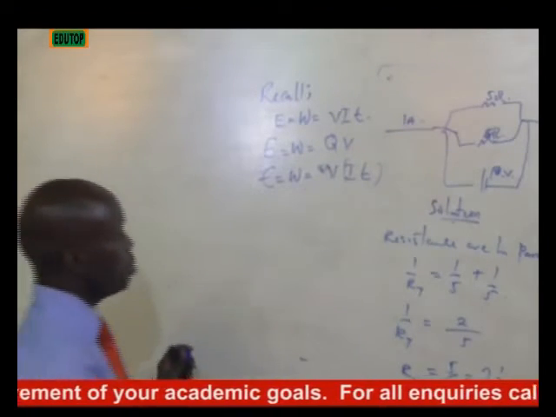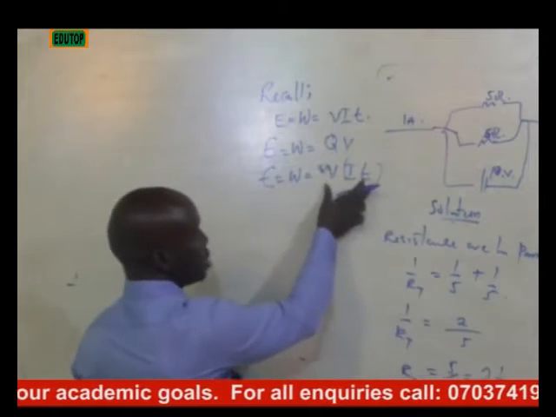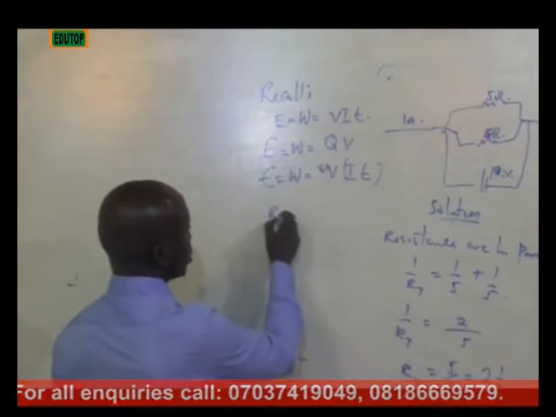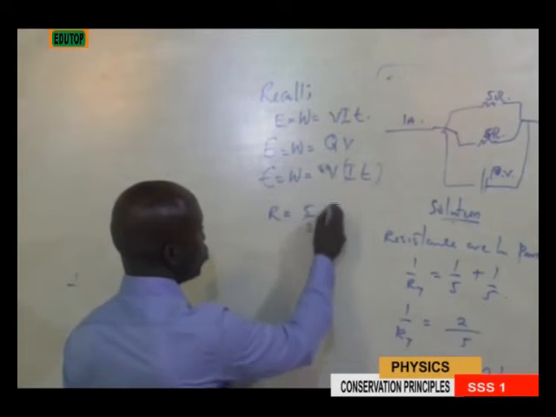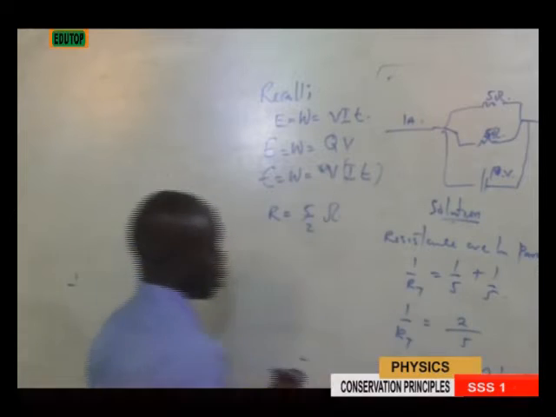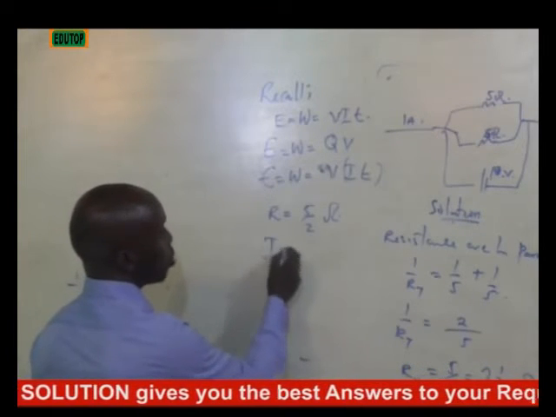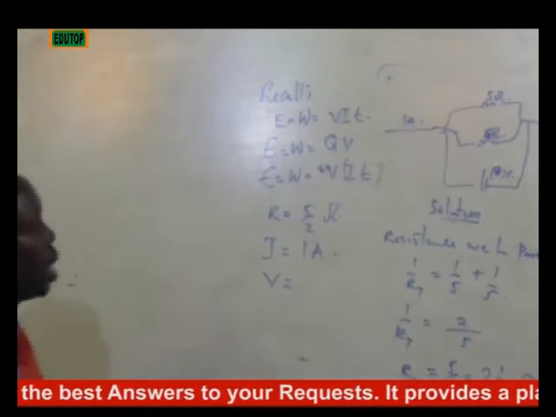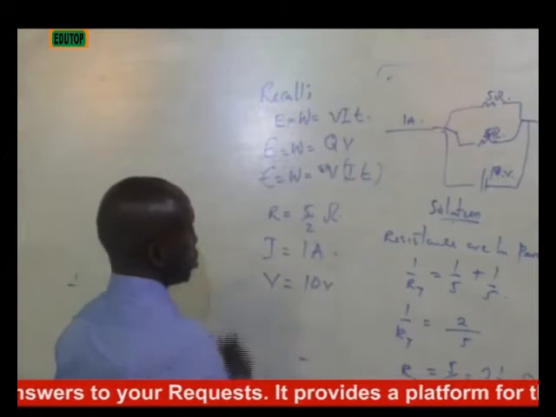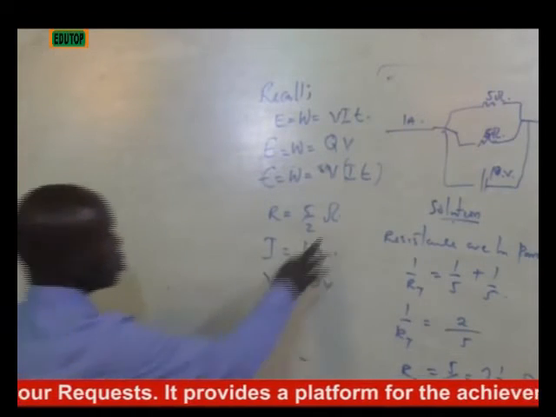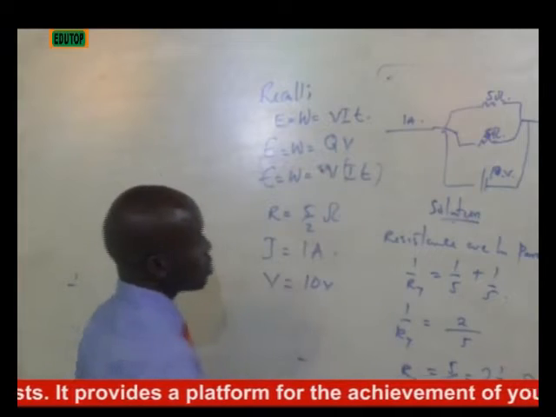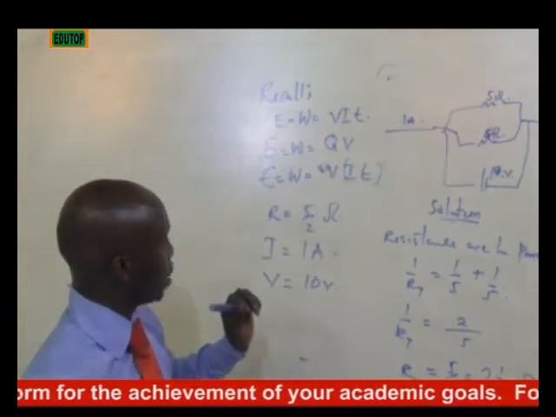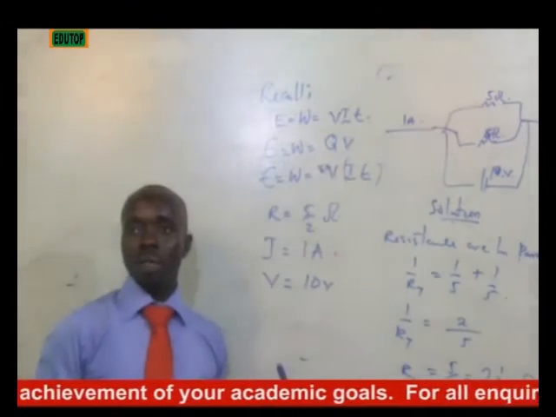Now we make sure that all our parameters fit in here for us to have the total energy. Here we already have resistance, which is 5 over 2 ohms. Mind you, you have to put ohms for this to be correct. Now we have our current at 1 amp. We also have our voltage at 10 volts. Now, for it to proceed, we need time. Do you have time in the question? Time is not found in that question.